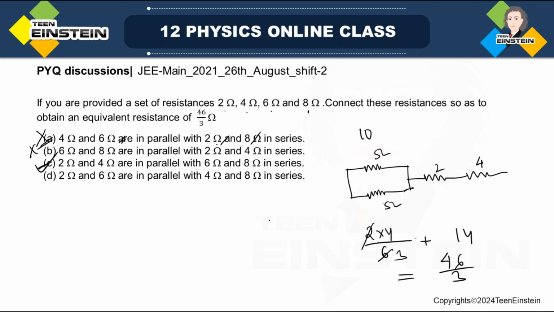All right, so third option, that means 2 ohm and 4 ohm should be in parallel connection, and 6 and 8 should be in series combination. With that, this will give you equivalent resistance 46 by 3 ohm, which was being asked here. So this was also a very simple question, but it takes a little time.